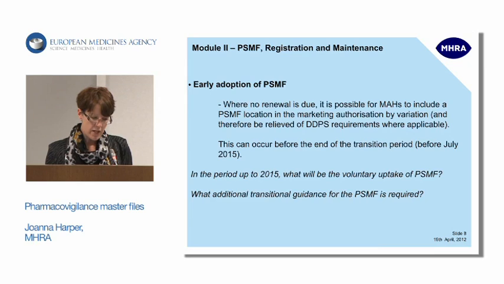A little bit on the early adoption. If there is no renewal, then a variation can be used to move to a master file and thereby relieve the company of the requirements to maintain that DDPS. Because obviously the types of changes that will attract a variation are very different between the Article 8 summary and the DDPS.